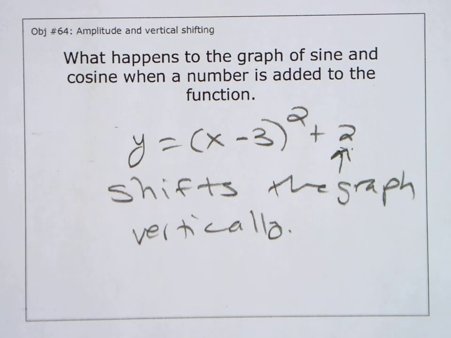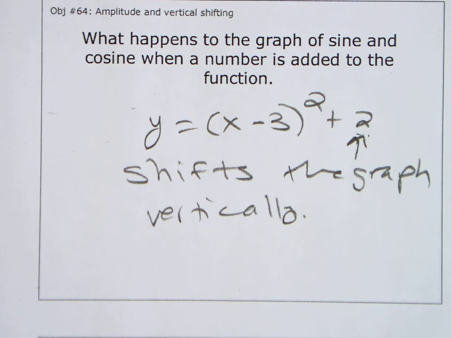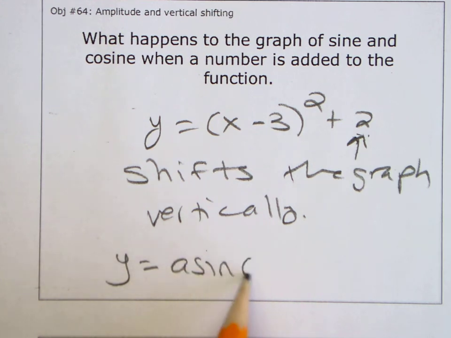Up or down. The graph gets shifted up and down. So when we add a number to the graph, y equals a sine of theta plus k, this k is your vertical shift. It moves it up and down.